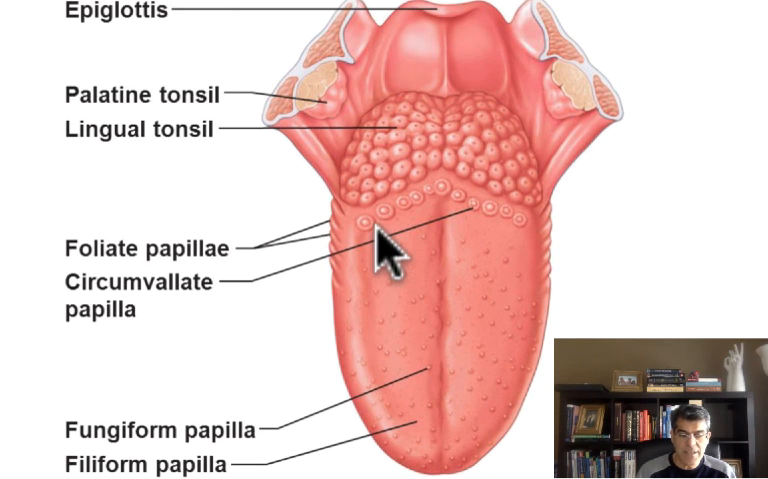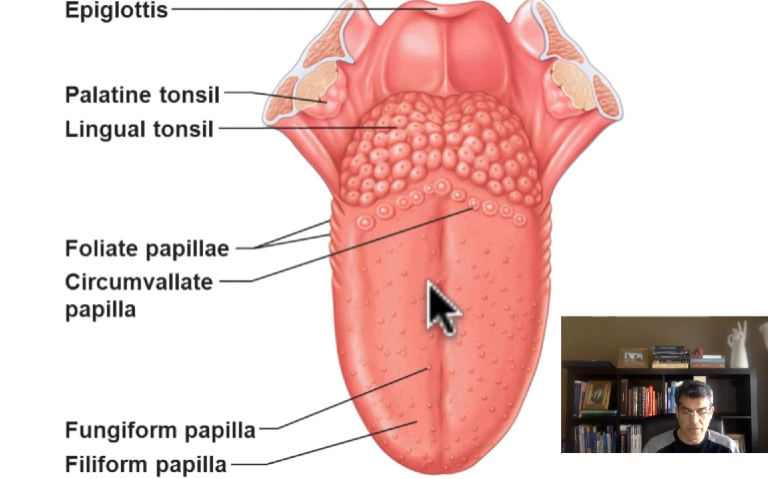The papillae that contain taste buds are circumvallate, which is this one, and also foliate, and also fungiform. Filiform papilla does not have taste buds. So there are three papillae that have taste buds. One is circumvallate, which is toward the back of the tongue, foliate toward the side of the tongue, and fungiform, which is on the anterior part of the tongue.